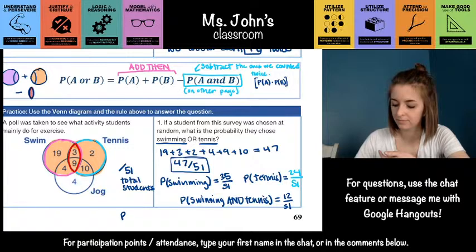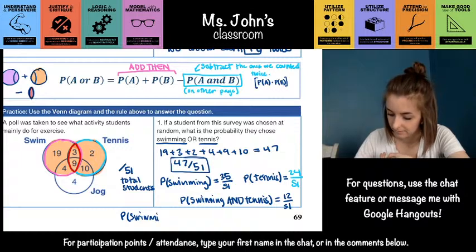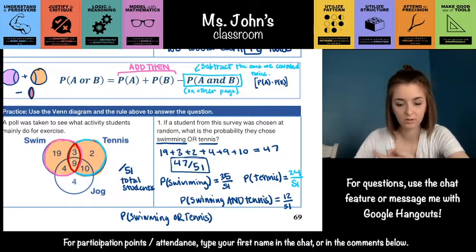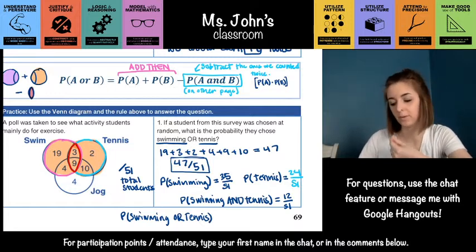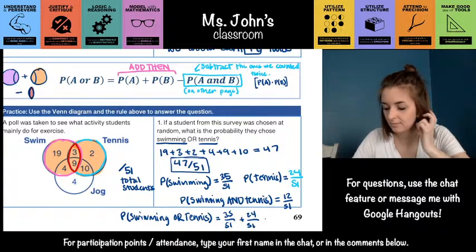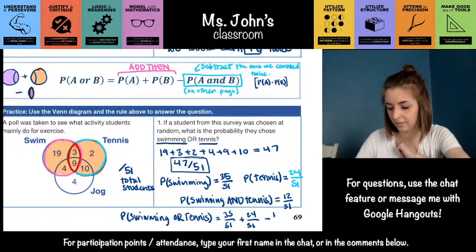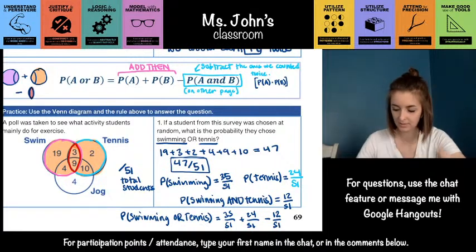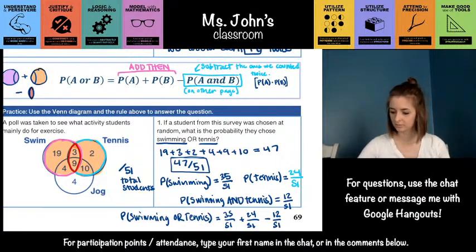So the probability of swimming or tennis is going to be the sum of the two, all by themselves, probability of swimming and probability of tennis. So like 35 plus 24. And then we take away one set of the overlap in the middle because we double counted them. And that will give you 47 out of 51, which is what we got up above. So the formula does work.